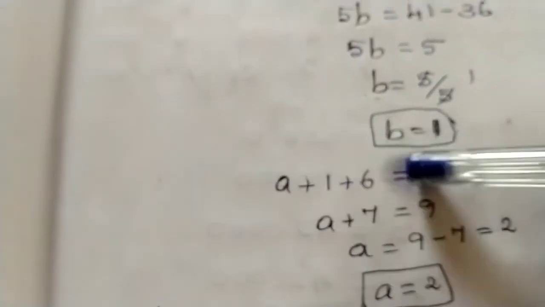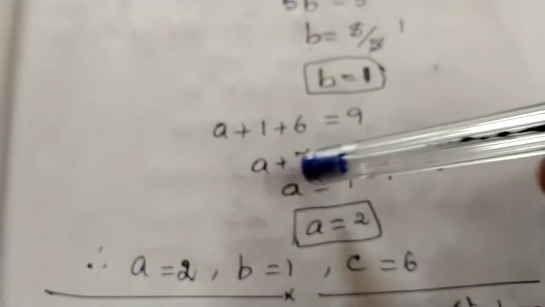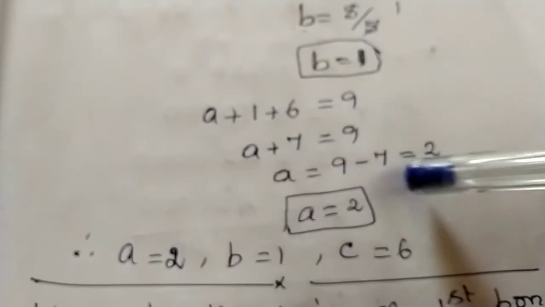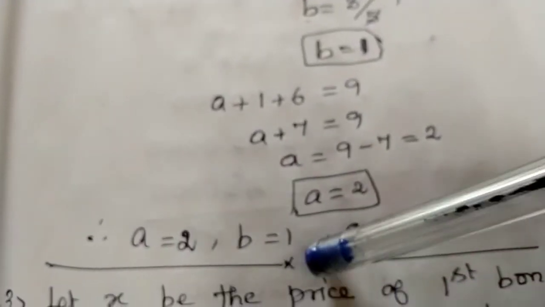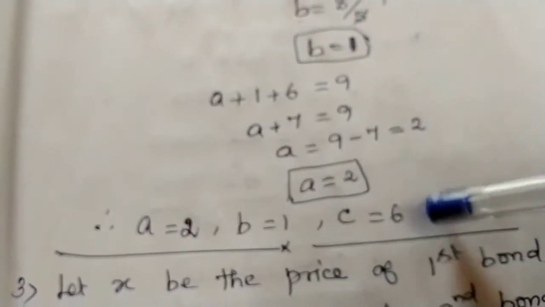That is a plus 1 plus 6 equal to 9. That is a plus 7 equal to 9. a equal to 9 minus 7 equal to 2. a equal to 2, b equal to 1, c equal to 6. We get the answer. Next, third sum.